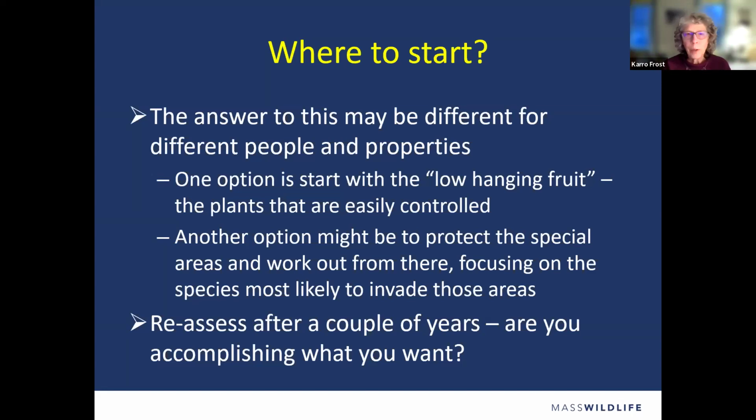Another option might be to start in that special area and then work out. So every time you are ready to go work on something, go to the center from your special area and work out from there until you get rid of things. It's always good to start at one spot, and each time you do start, don't keep trying to go hit or miss. You end up not making much progress. Always good to start at one spot and move forward. And then when you're done, in a couple of years after you've been doing this, reassess and say, are you actually accomplishing what you want to do? Are we getting anywhere? Are we getting these things controlled?